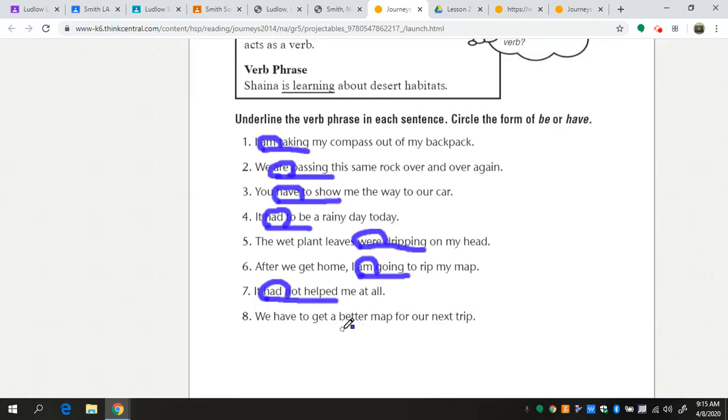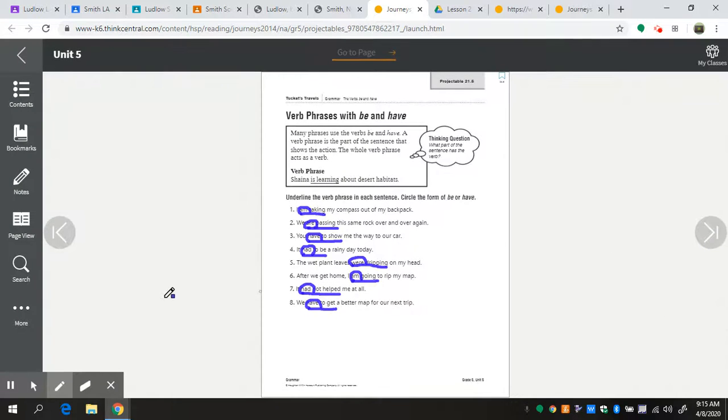And number eight, we have to get a better map for our next trip. Have to get is our verb phrase, and obviously have is our form of be or have.